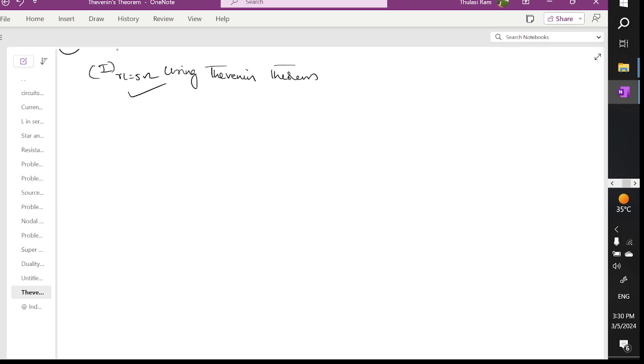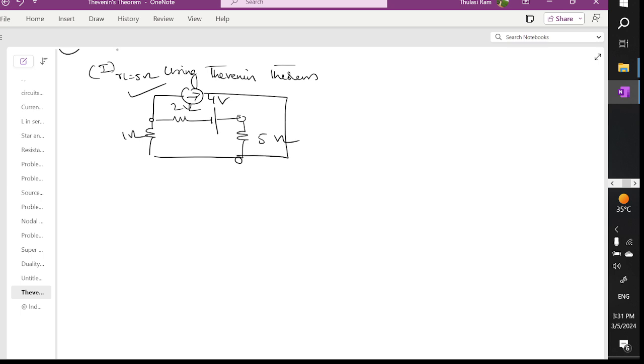So the given network is like this. You have a 1 ohm resistor, you have a 2 ohm resistor, you have a voltage source, and you have a 5 ohm resistor. You have another 5 ohm resistor, and a current source is connected in parallel to this. So you have a current source of 2 amperes connected in between this.